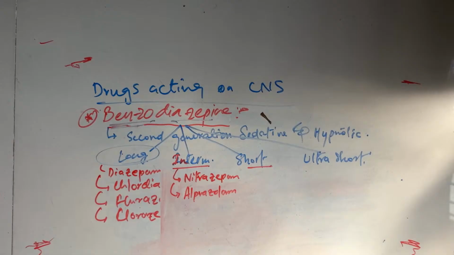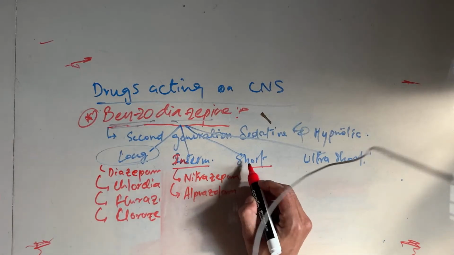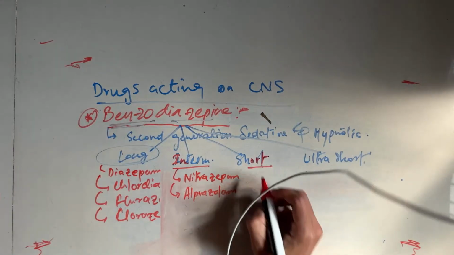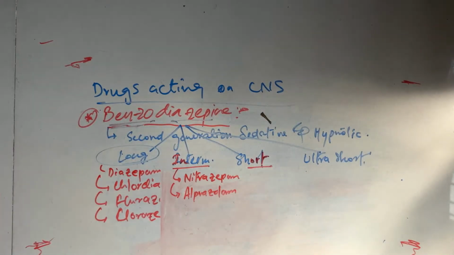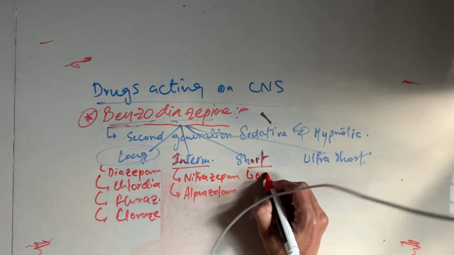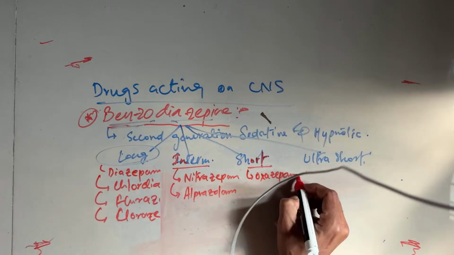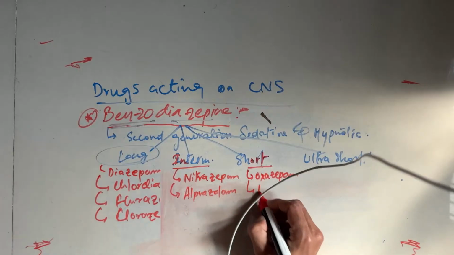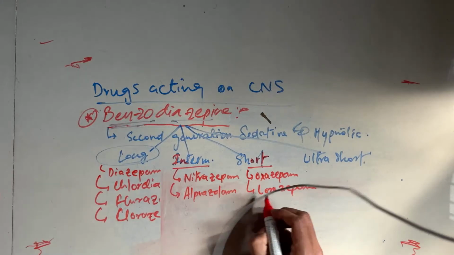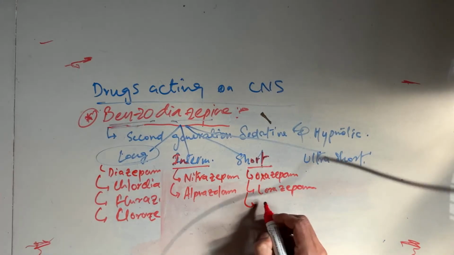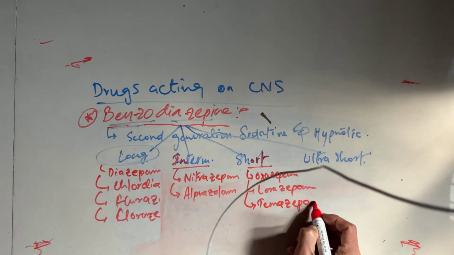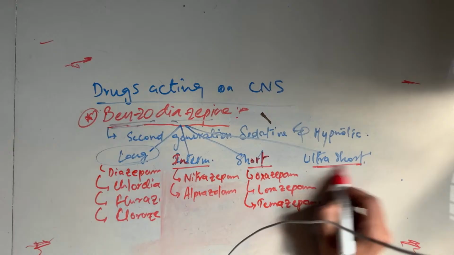So what are the short acting benzodiazepines? See, SHORT, so you will say it as SALT acting. So SALT acting: O means oxazepam. O means oxazepam. L means lorazepam. L means lorazepam. And T means temazepam. T means temazepam. Okay. Next, ultra short acting.